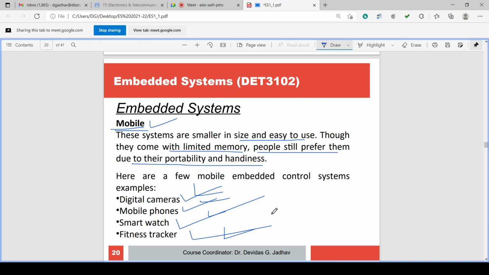I am giving here 4 examples. Other examples you have to find. So these are the 4 examples of the embedded system, rather types of the embedded system.